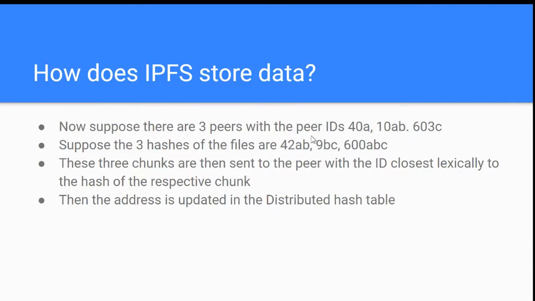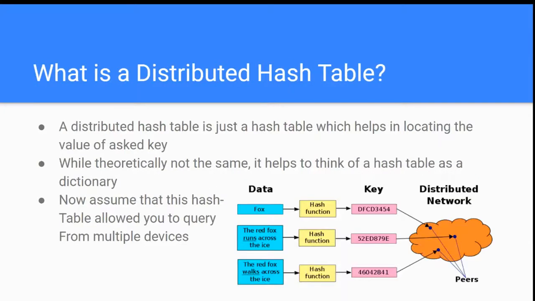You get my point? Now these three chunks are sent to the peer with the ID closest lexically to the hash of the respective chunk. And then the address is updated in something known as a distributed hash table. Now IPFS is written in Go. I'm pretty sure the developers implemented the distributed hash table inside, and a distributed hash table is basically just a hash table which helps in locating the value of the asked key.